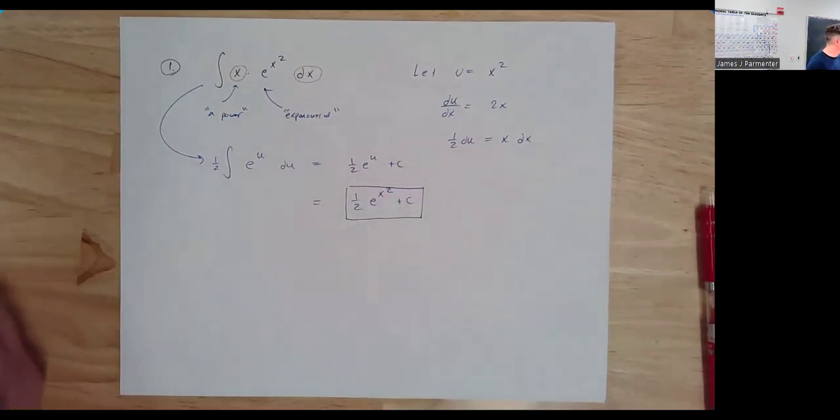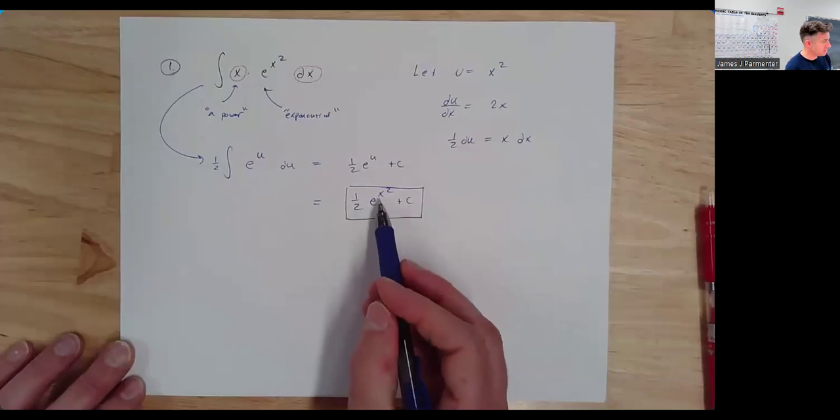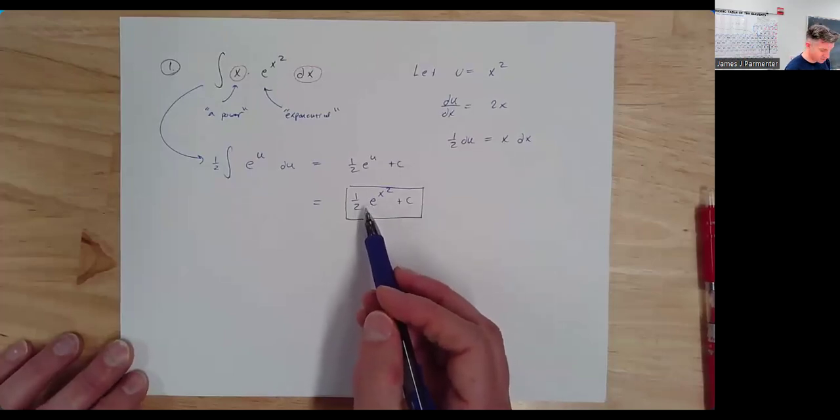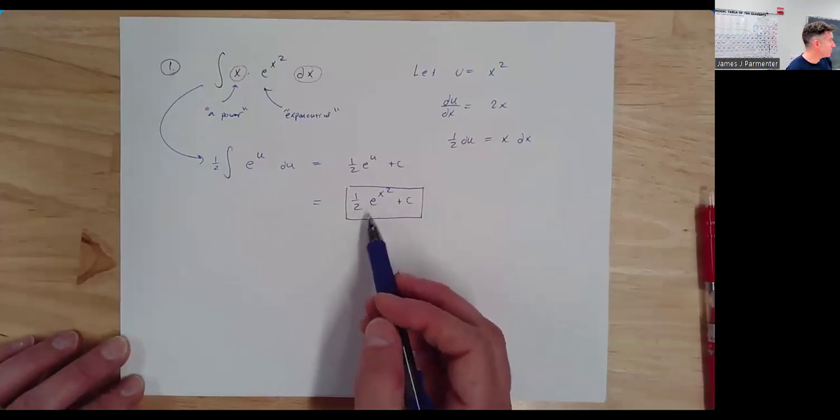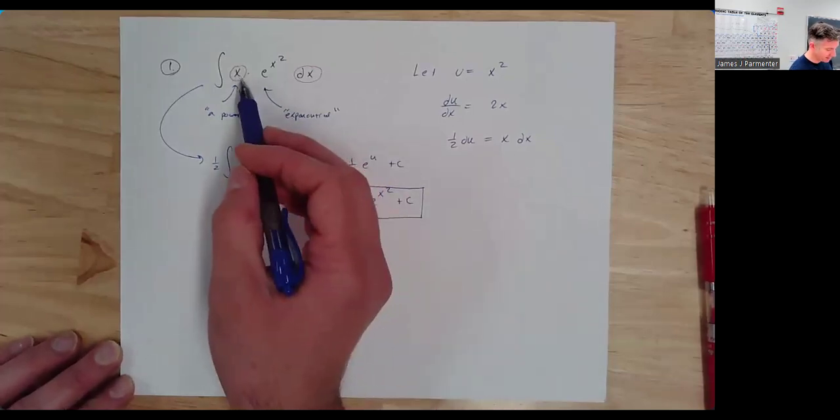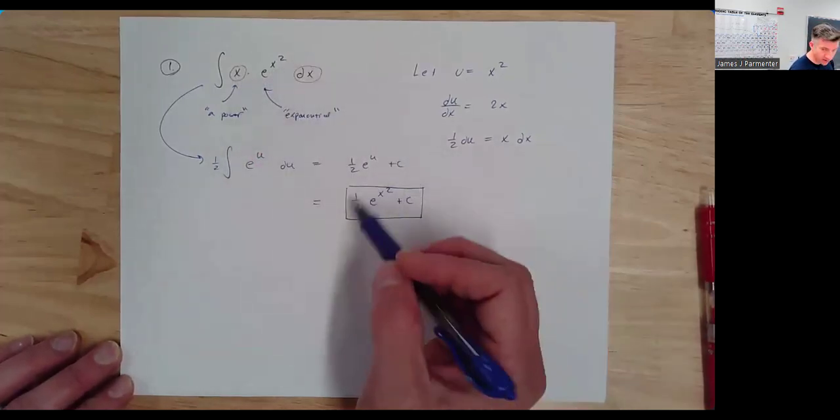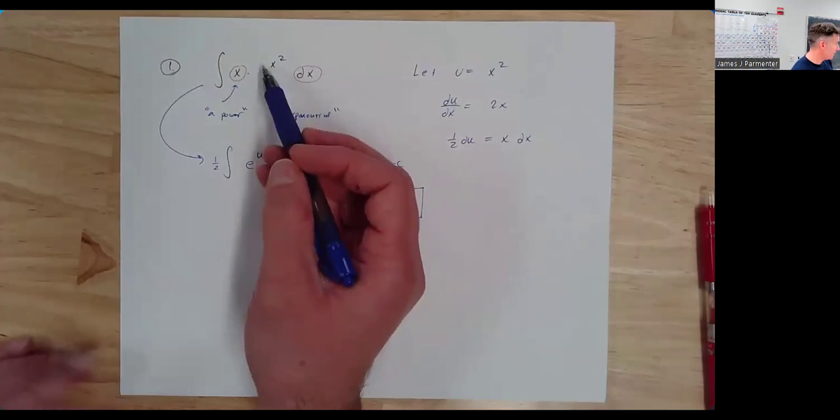If you took the derivative of this, you would get 1/2 e to the stuff times the derivative of the stuff, which would be 1/2 e to the x squared times 2x, which would be exactly x e to the x squared. So the derivative of this is the function we started with, so that is the antiderivative.